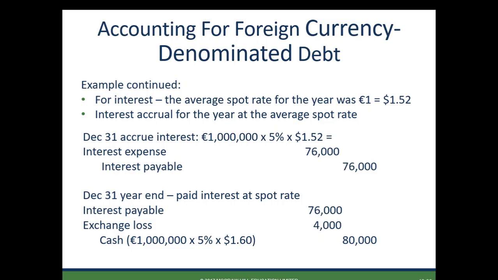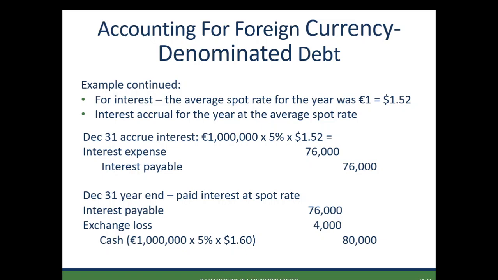At December 31st, we also accrue interest based on the average rate for the year. So here is the difference. Previously, we're looking at the exchange rate on the specific date. When it comes to interest, because interest is accrued every day, we look at the average exchange rate between those two dates. So in this case, the average exchange rate was $1.52 Canadian for every 1 euro. So first we calculate the payment in the original currency, 1 million euro multiplied by 5%, and then multiplied by the average exchange rate, recorded as an increase to interest expense and an increase to our interest payable.